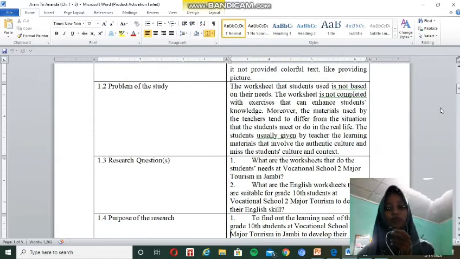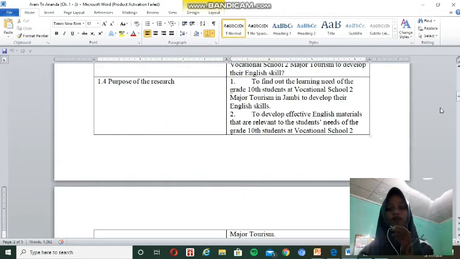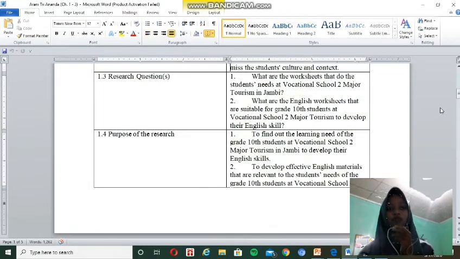And the research question, there are two questions in there. The first is more like the students' needs, and the second is the worksheet that is suitable. What are the worksheets that meet students' needs at vocational school 2 majoring in tourism in Jambi? And the second is, what are the English worksheets that are suitable for 10th grade students at vocational school 2 majoring in tourism to develop their English skill? So I will answer those two research questions.